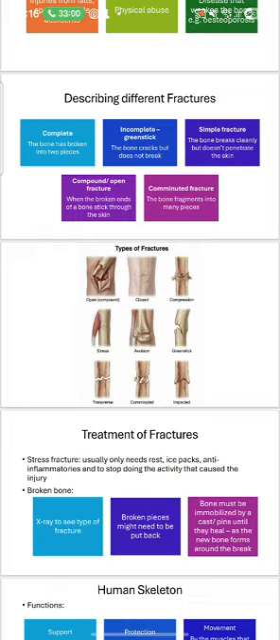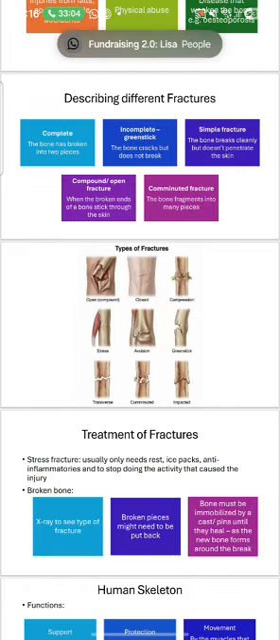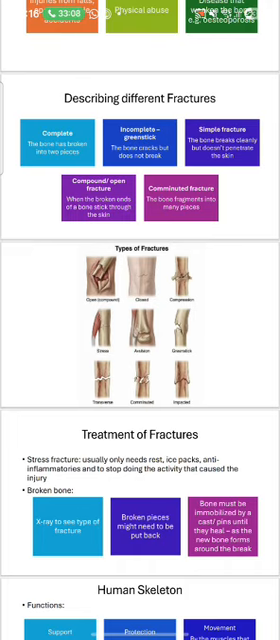Incomplete greenstick is when the bone cracks but does not break. Simple fracture is when the bone breaks cleanly but does not penetrate the skin. Compound or open fracture is when the ends of a bone stick through the skin. Comminuted fracture is when the bone fragments into many different pieces.